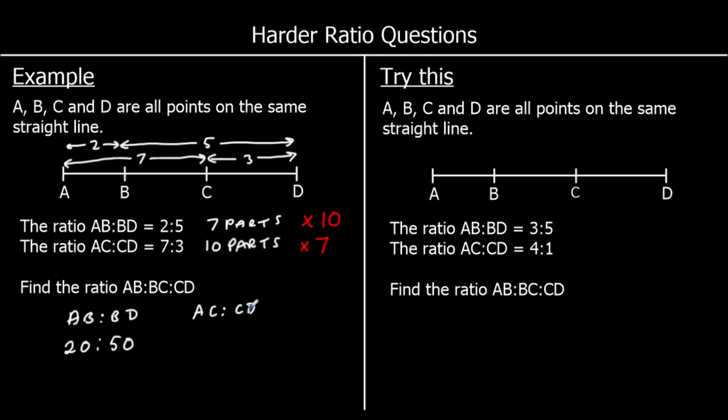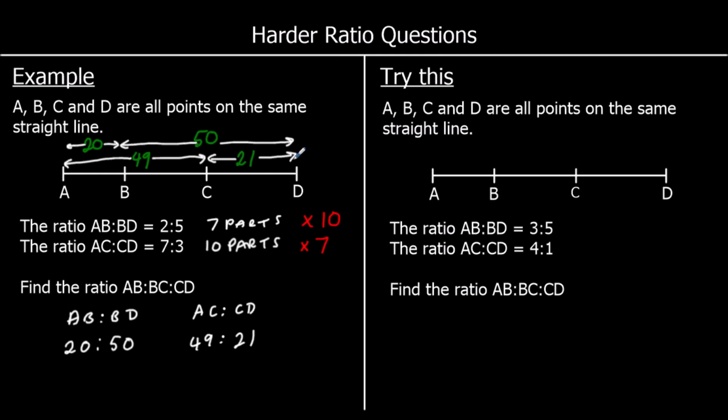AC to CD, if I multiply by 7, will be 49/21. So now both ratios are out of 70. They're both 70 parts. So if I change these numbers, AB is 20 parts and B to D is 50 parts, and A to C is 49 parts and C to D is 21 parts.